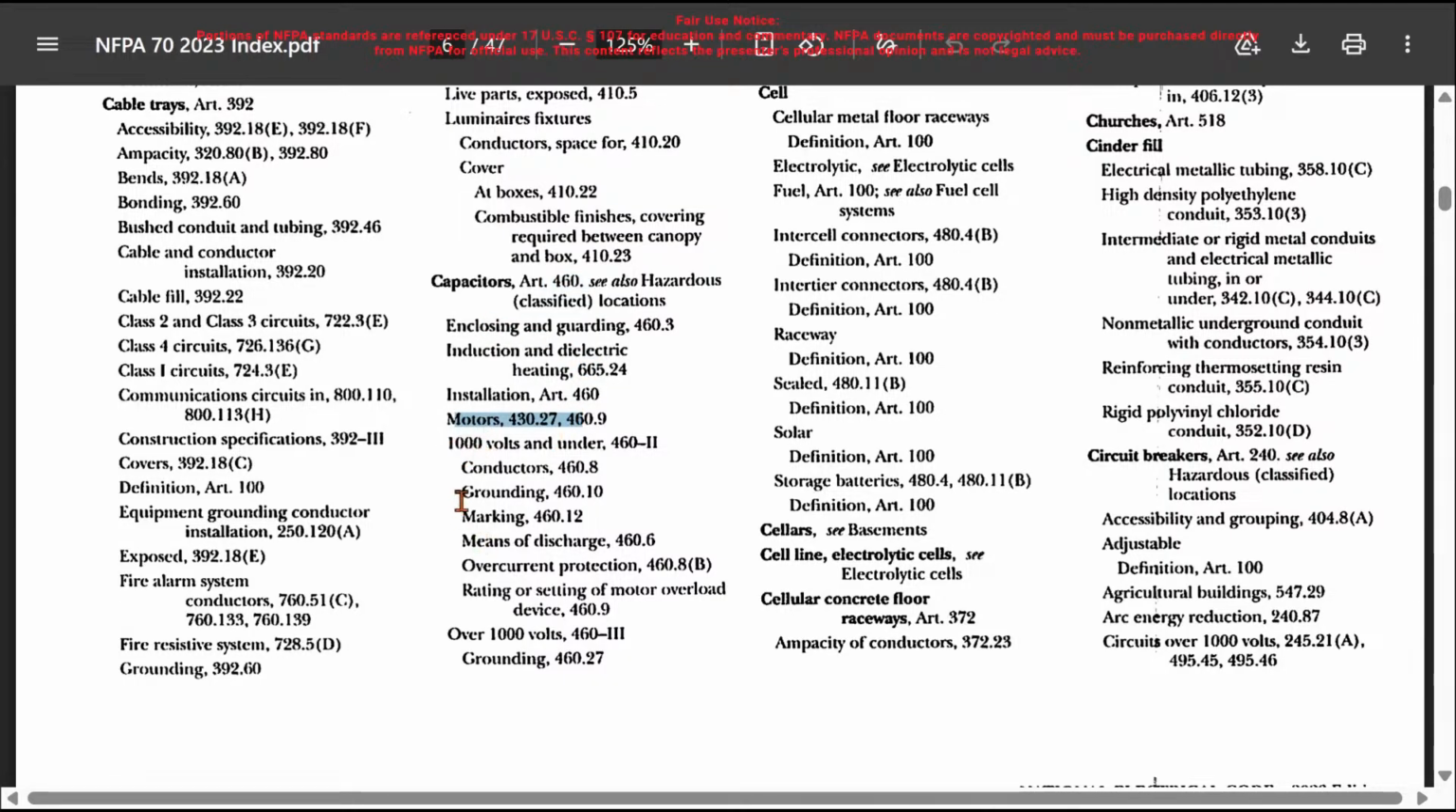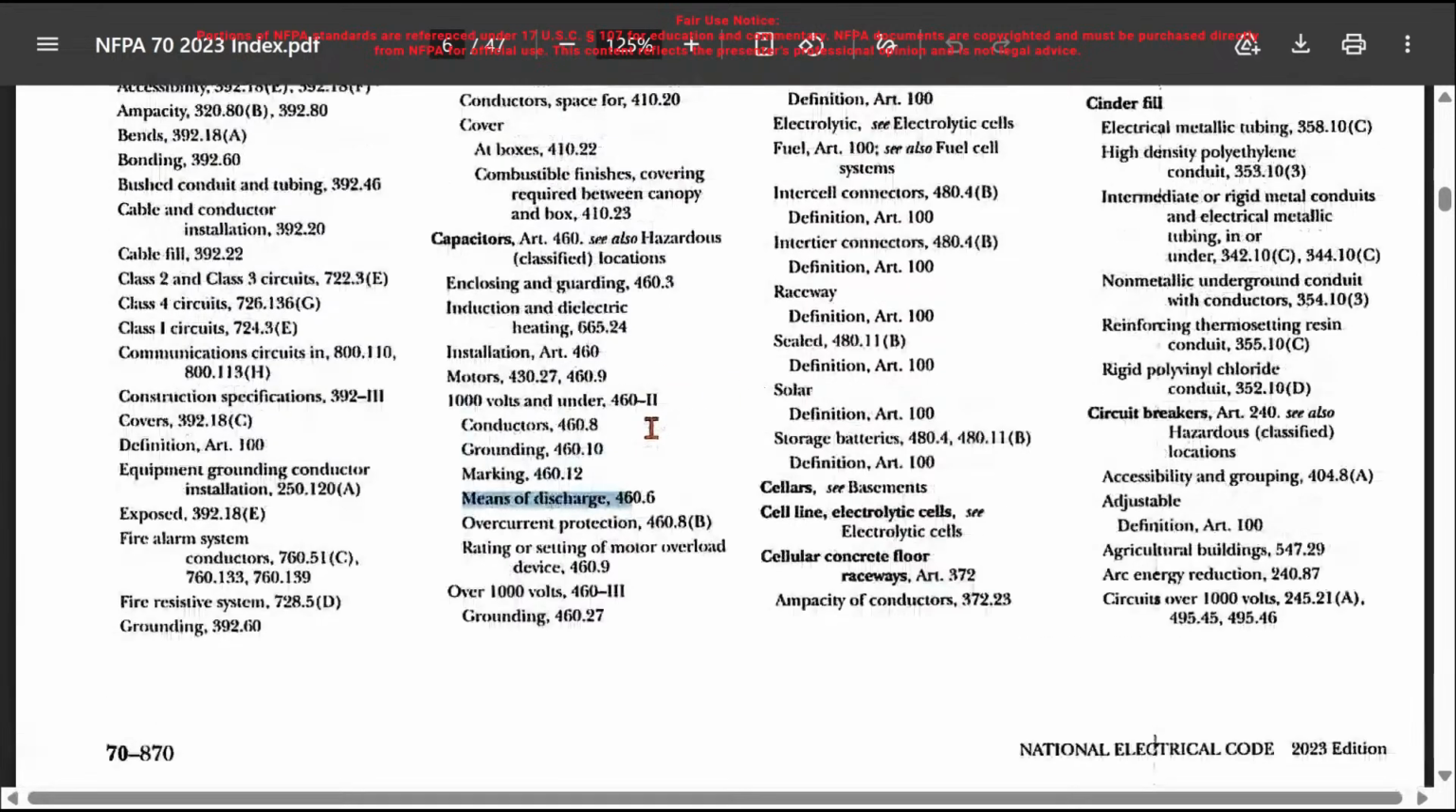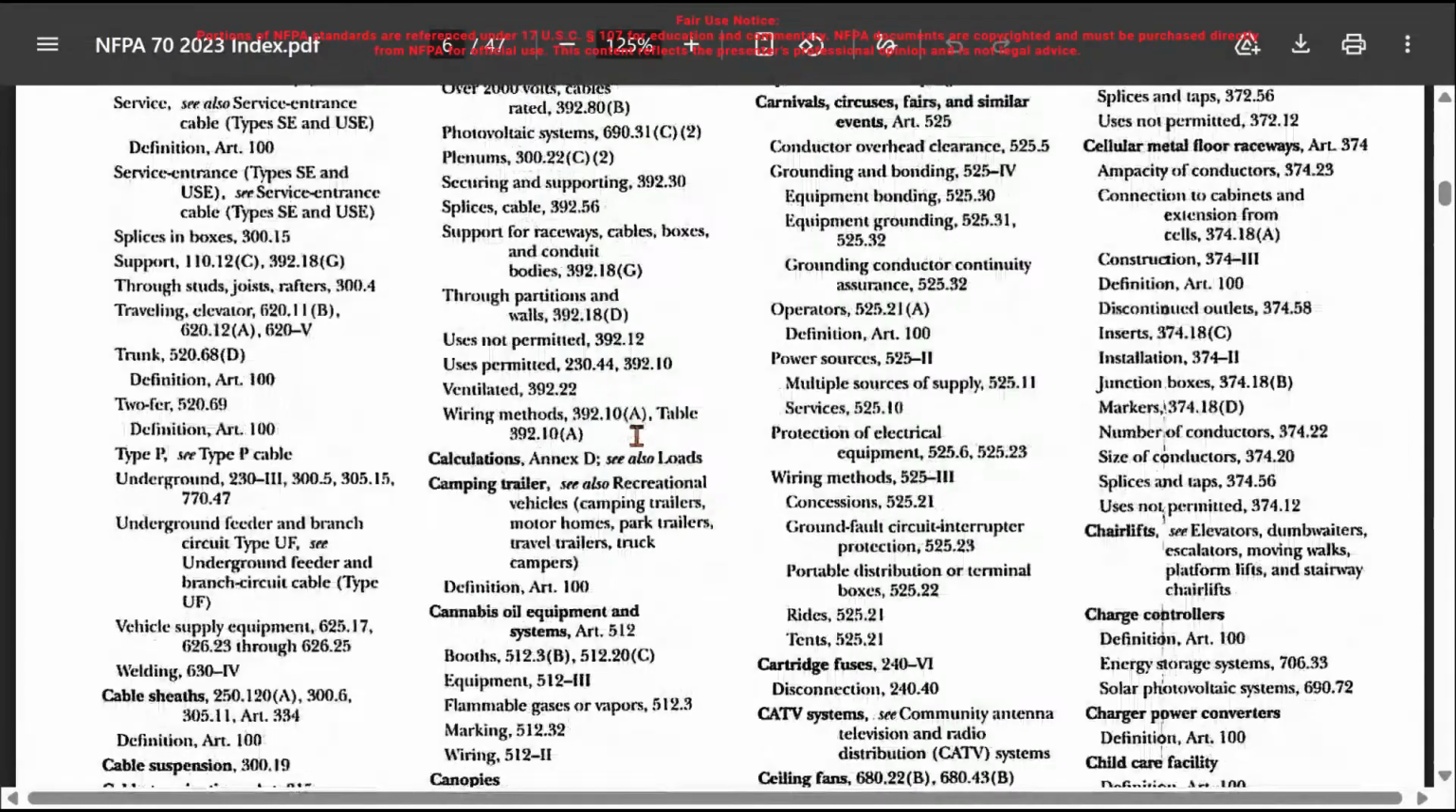Motors. Okay, oh, wait a minute. So we're dealing with thousands and under, and that's what we're assuming unless stated otherwise. It just talked about a capacitor, so it didn't say anything about being over 1,000. So here we see grounding, 460.10, okay? And you see markings and means of discharge. So all of this is right together, .8, .10, .12, .6, okay? All right, so makes sense that that would be there.